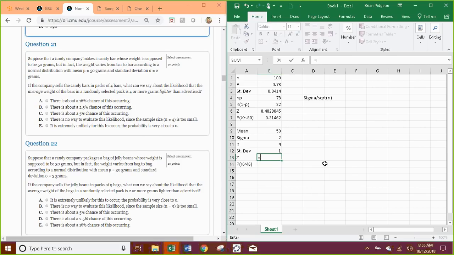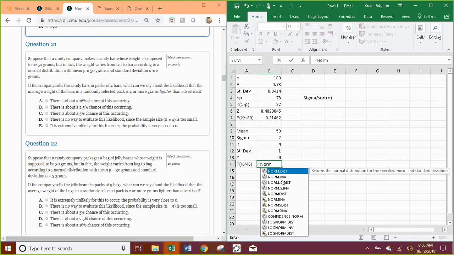So before we do that, let's just calculate the z-score. The z-score is defined to be our value of x, 46, minus the mean of 50, divided by the standard deviation. So negative 4. Remember, z-scores can be negative. That's not wrong. It just means we're 4 standard deviations to the left of the mean. Because our population is normal, our sampling distribution is normal, even though the sample size is so small.